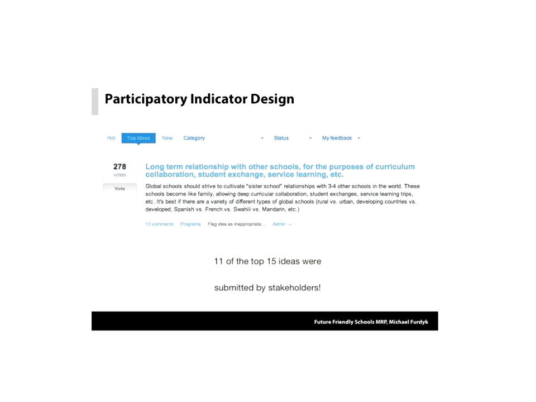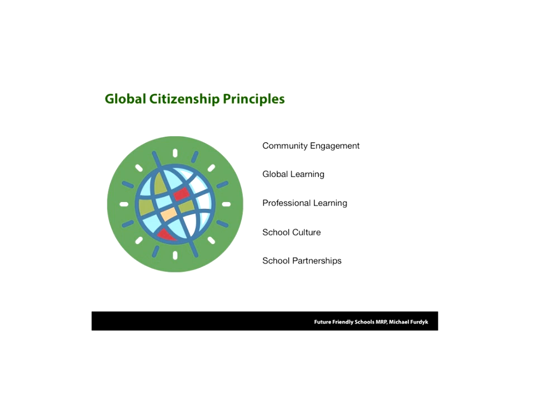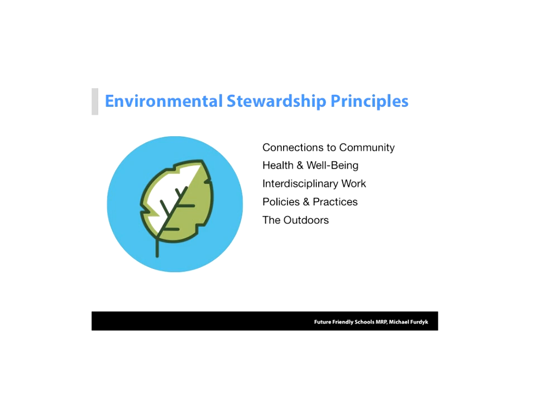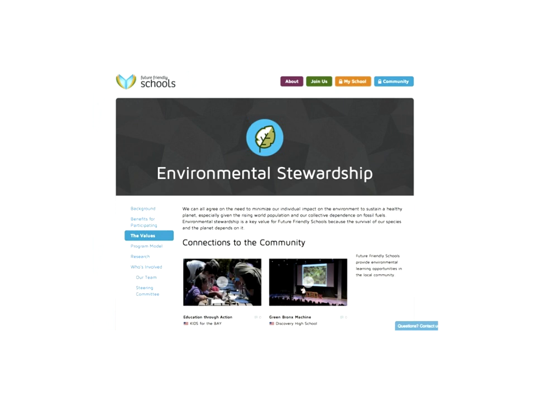So I'm excited, this truly was a participatorily designed program and process. The principles for global citizenship are community engagement, global learning, professional learning, school culture, and school partnerships. For student voice, they're learning environment, school culture, school policy, student leadership, and student-centered learning. And for environmental stewardship, their connections to community, health and well-being, interdisciplinary work, policies and practices, and the outdoors.